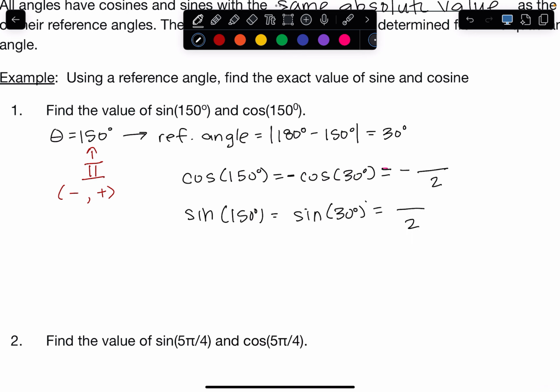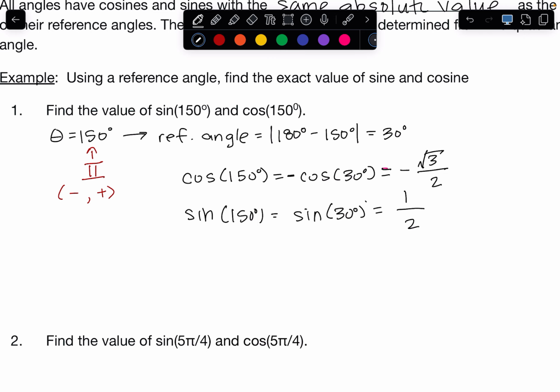Who remembers the numerators for the ordered pair at 30 degrees? I heard a 3 and 1. Good. Because x starts at 3 and counts down as you go up. Y starts at 1 and counts up as you go up. Good. Done.